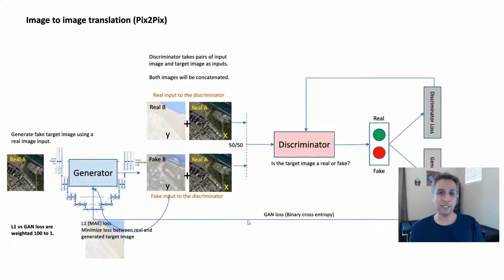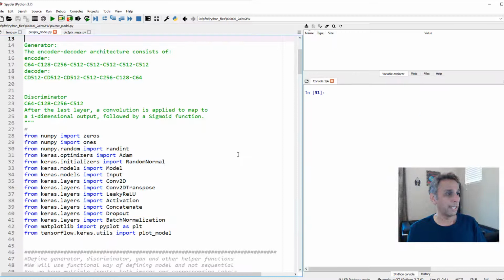I think this gives us a good understanding. Now let's jump into the code and get started. Let us start by looking at the model. We did this in the last video, but for those of you who did not watch it, here is a quick summary of our pix2pix model.